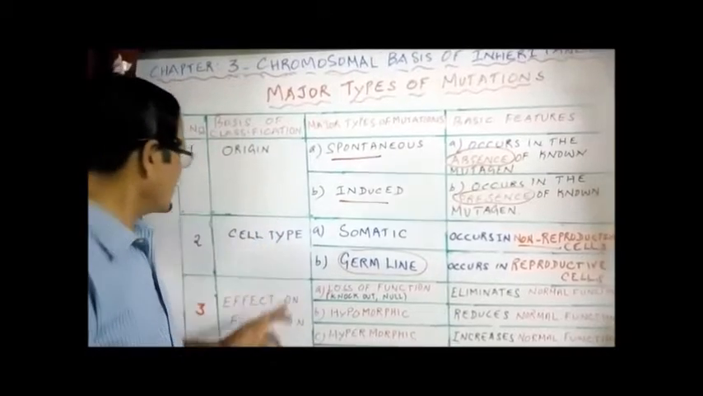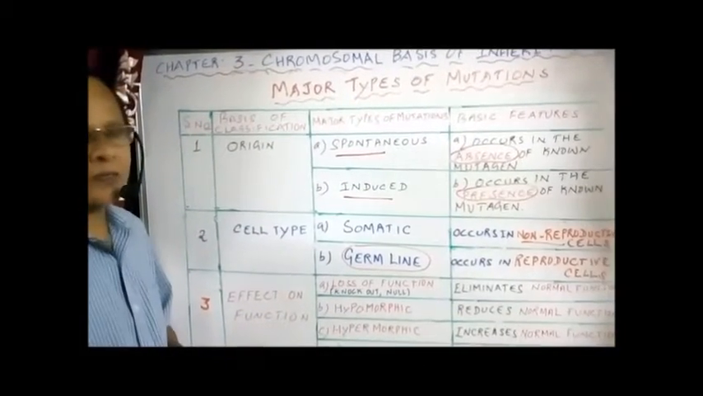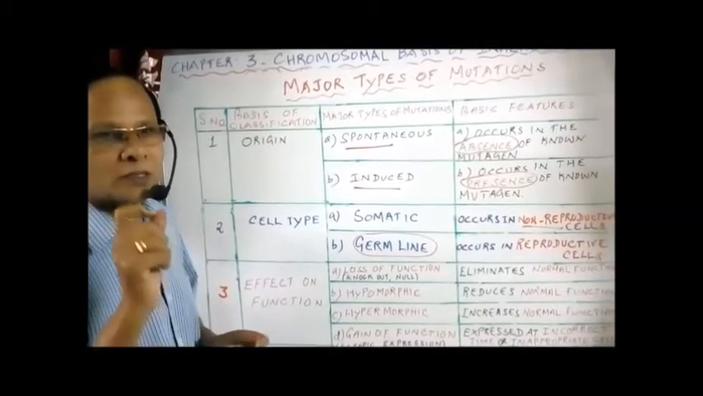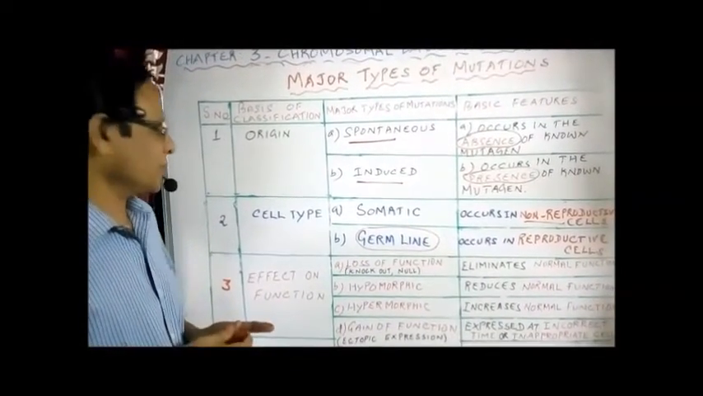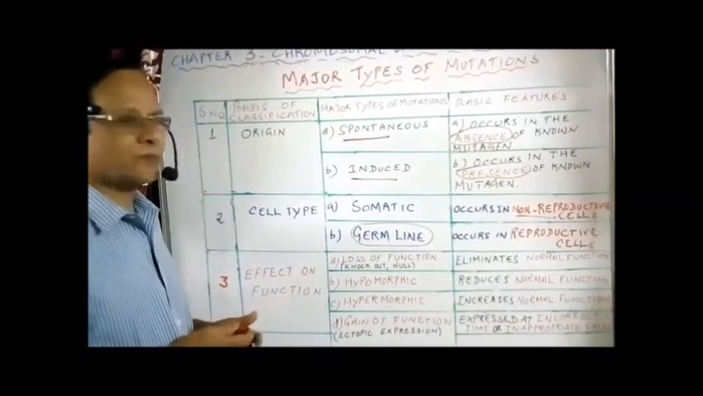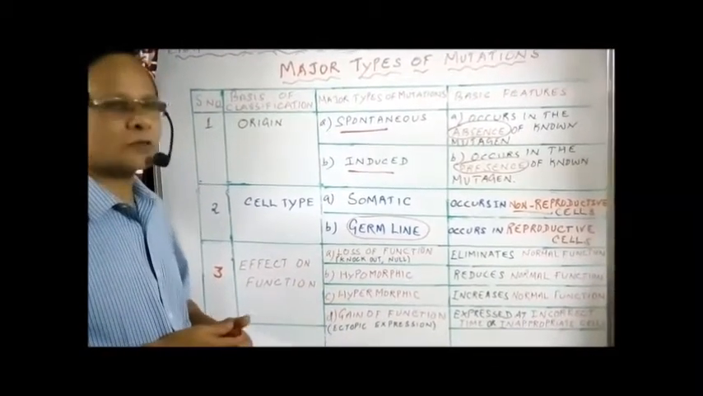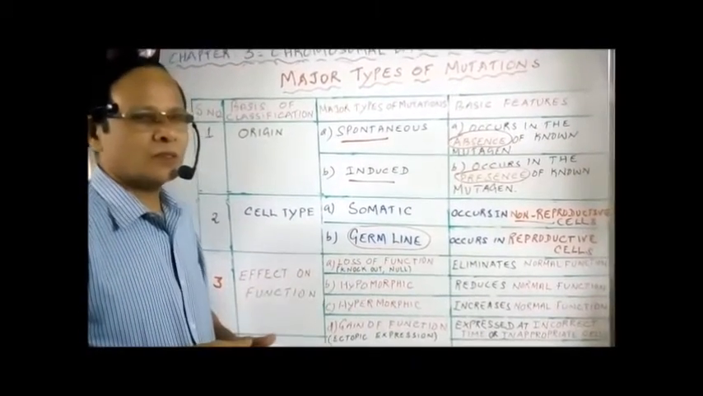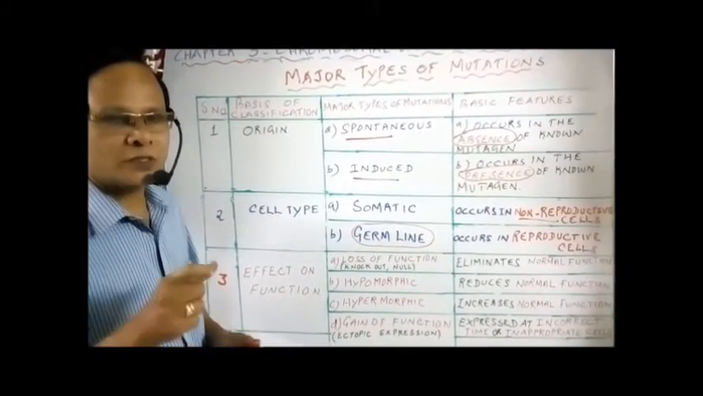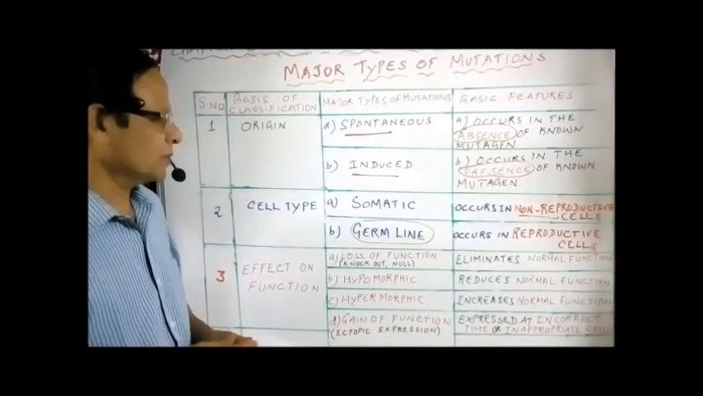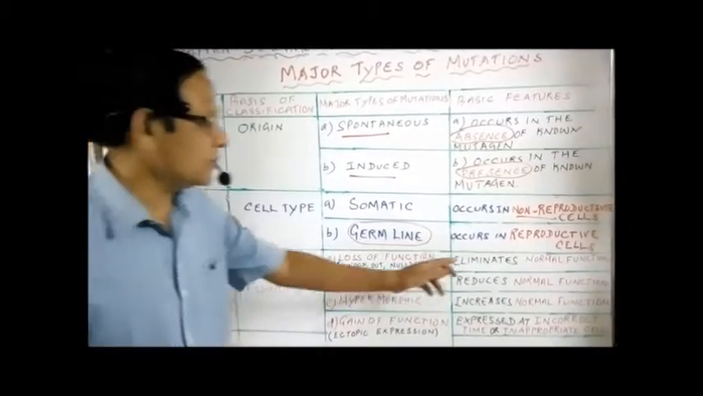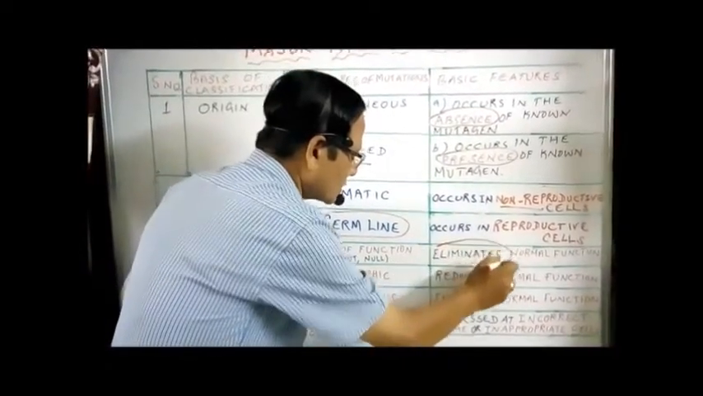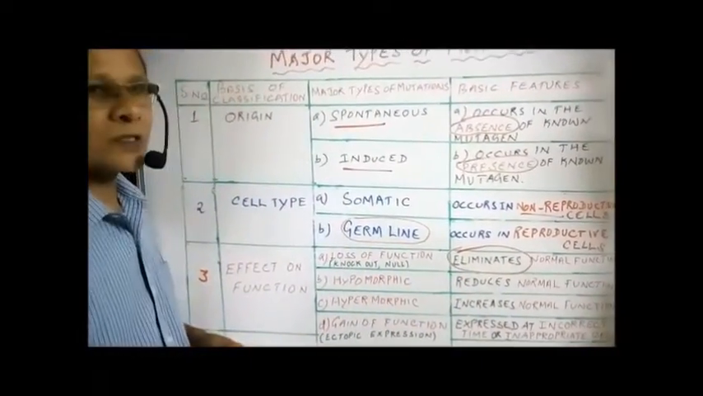Now on the basis of the effect on function, some mutations affect the function of a particular activity, and based on the effect on function, we can have 4 different types of mutations. Number 1, loss of function. In some cases, mutation causes the loss of function. That means it eliminates the normal function. So the normal function is eliminated.